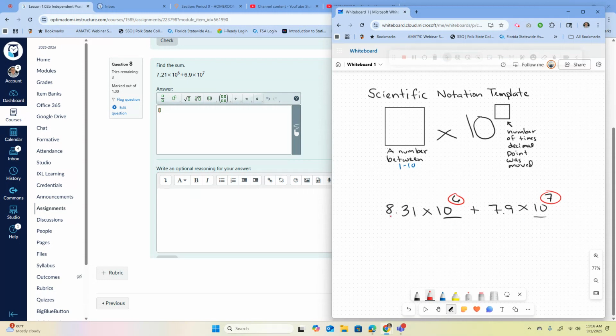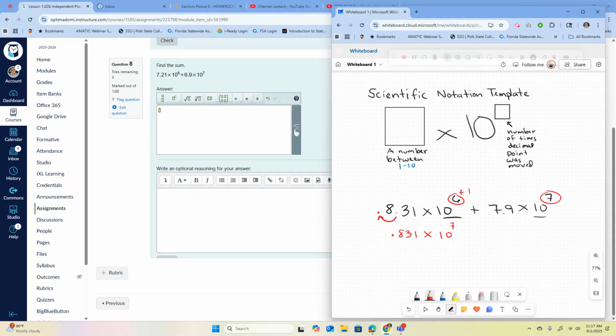What I'm going to do is take the 8.31 times 10 to the 6th power, and I'm going to move it one time to the left. Remember, when you move to the left, you're adding to the original exponent. So if I move one to the left, I'm adding 1 to the 6 here. So now my new number is 0.831 times 10 to the 7th power.